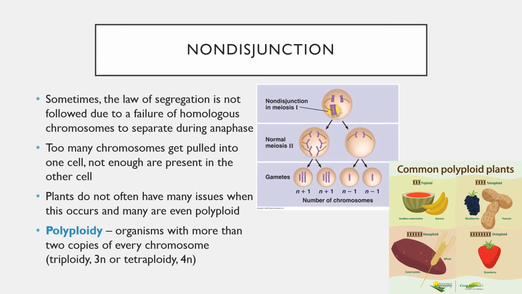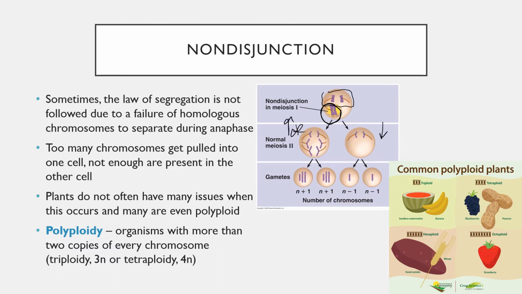So when our chromosomes do not follow this law of segregation perfectly, we end up with something called non-disjunction. This is a failure of our homologous chromosomes to separate during anaphase. Instead of them pulling apart like this top picture here, they end up sticking together, and you end up with too many chromosomes in one cell and too few in the other cell, or potentially none at all.